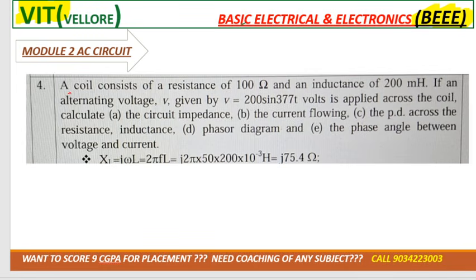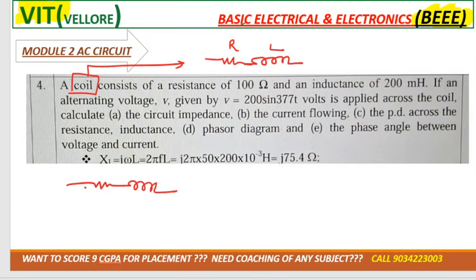They said first of all coil. Whenever they say coil, it means the combination of R and L, nothing else. So whenever they say coil, draw the diagram of coil, that is R and L. R value they have given as 100 ohm and L value as 200 millihenry, that is 200 into 10 raised to power minus 3.